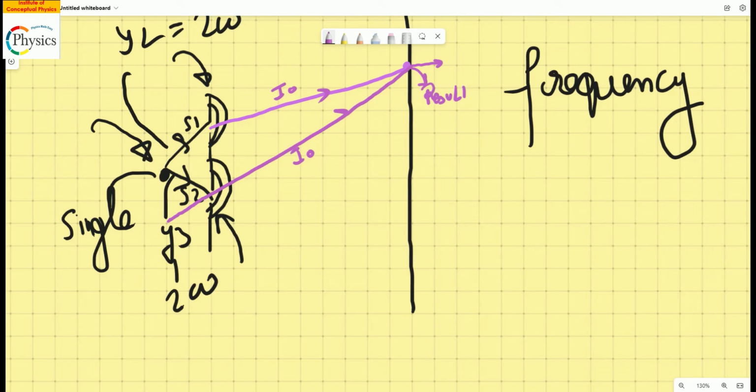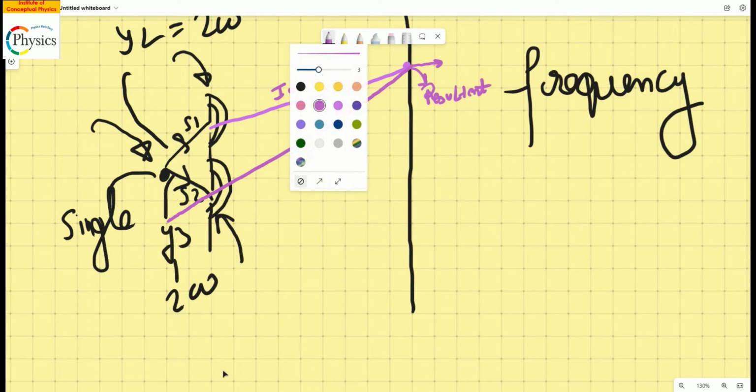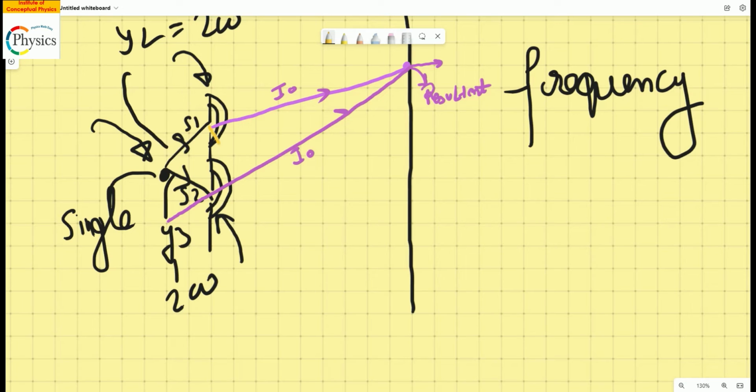Okay, resultant intensity. And what is given in the question is the path difference between these two waves. How much is it given to be? It is given to be lambda by 4. So let me just draw a perpendicular, right? And this is lambda.